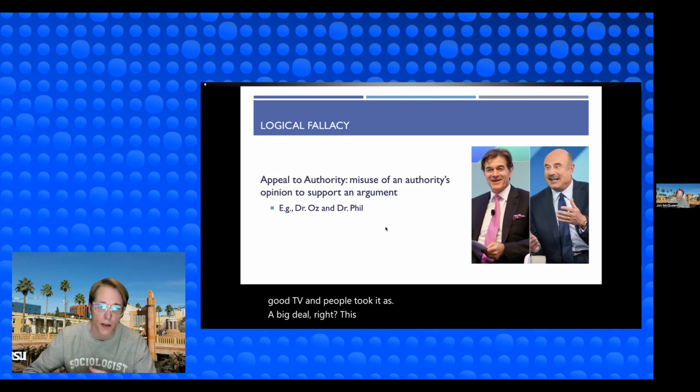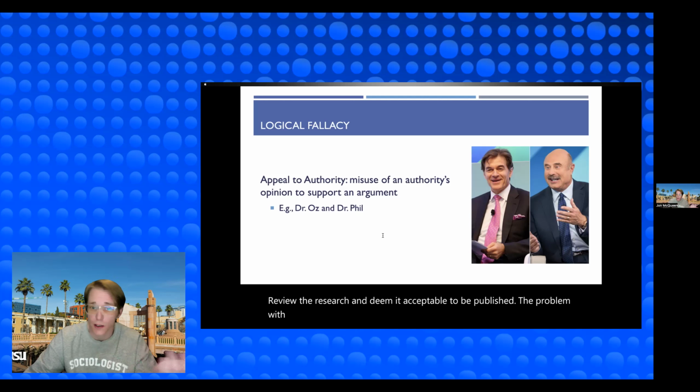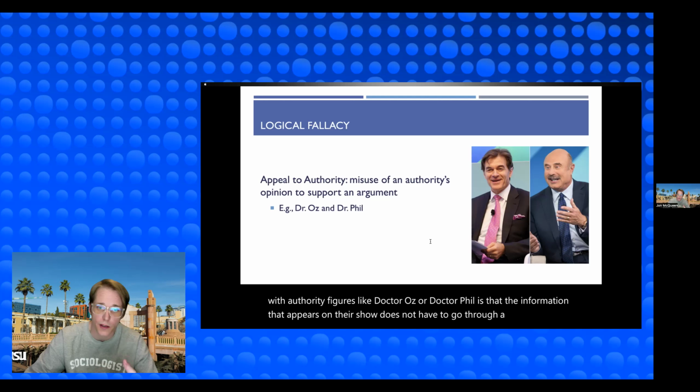This is why experts on topics have to go through a rigorous peer review process when they submit research to journals to be published. The peer review process ensures that other experts in the field review the research and deem it acceptable to be published. The problem with authority figures like Dr. Oz or Dr. Phil is that the information that appears on their show does not have to go through a rigorous review process to ensure that only the best research is shared. Information is getting shared with the public.